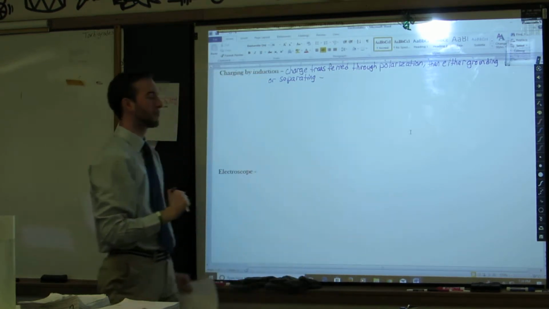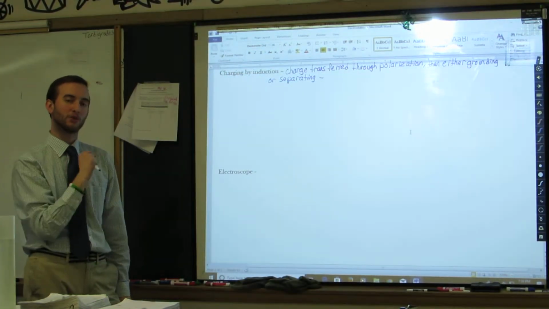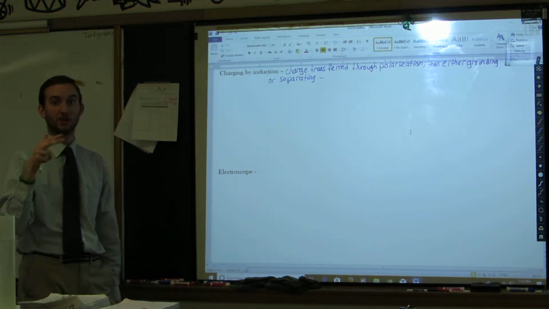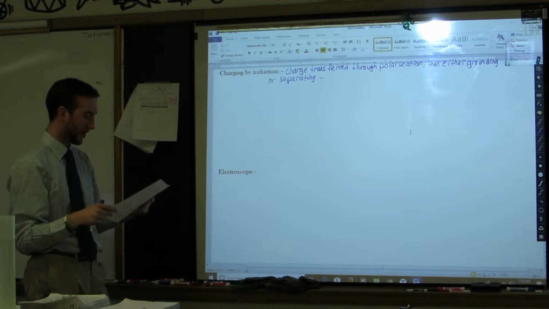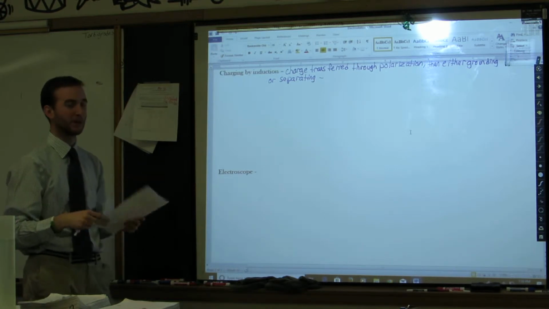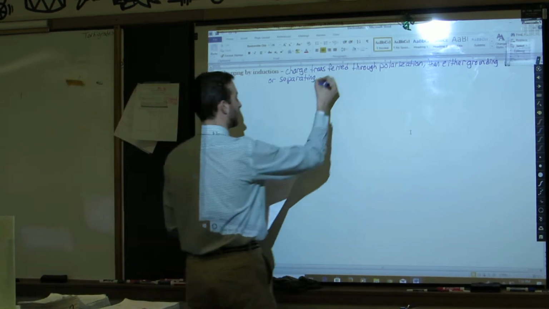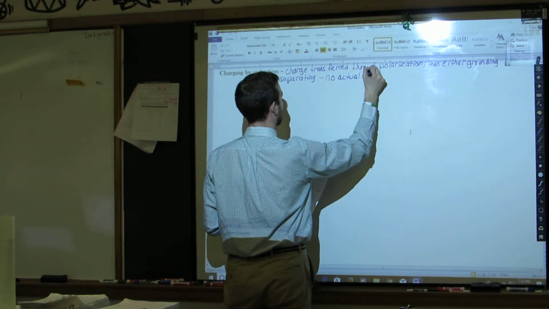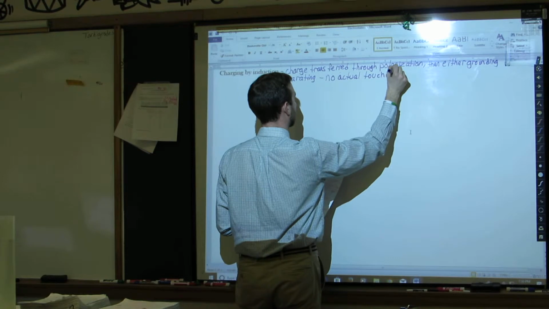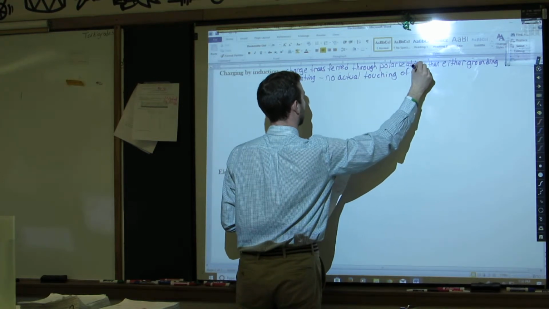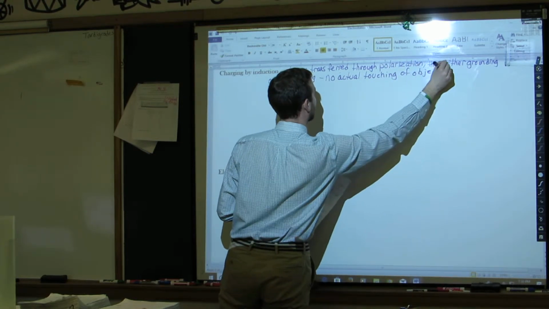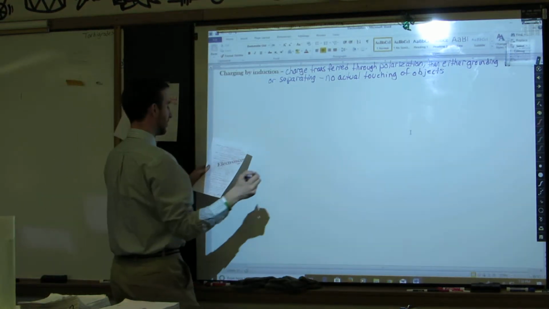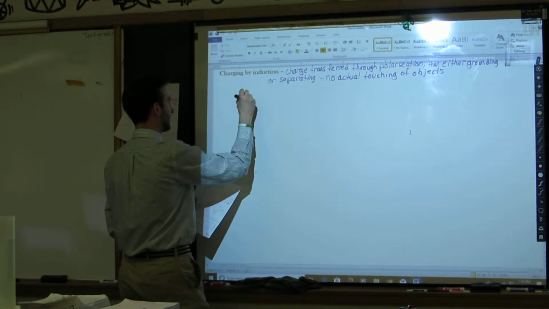The important thing with charging by induction is that there is no actual touching between the charged object and the objects that you're changing the charge of. There's no actual touching, especially with a grounding one. And like I said, there's 2 different ways. I call them grounding and separation. Let's do separation first, because I think that's a little easier to understand.